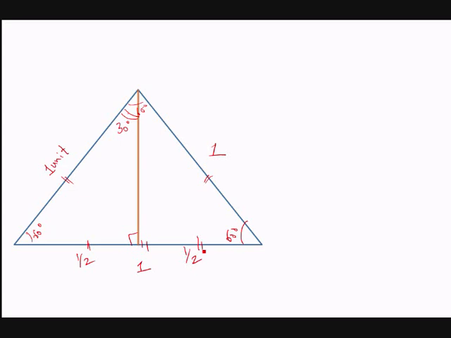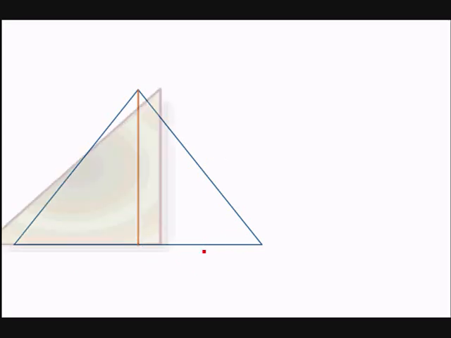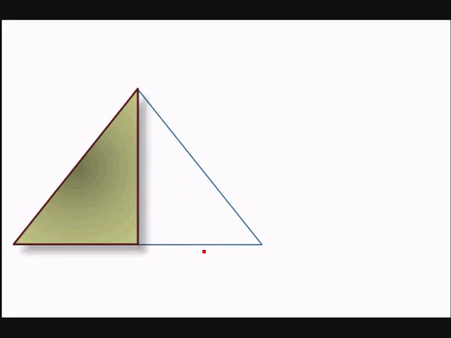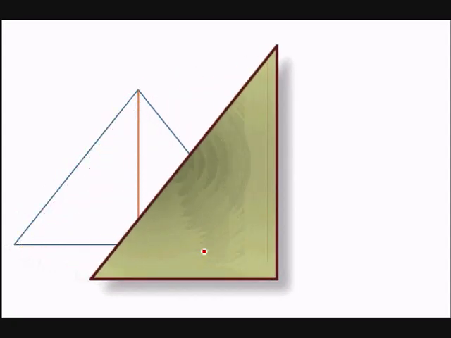Now we have a triangle which is a right angle triangle, and it has one angle as 90 degrees and the other two angles as 30 degrees and 60 degrees. So we have a 90 degree here and we have a 60 degree here, and this angle is 30 degrees. And regarding the sides, this is 1 unit and this is half a unit.